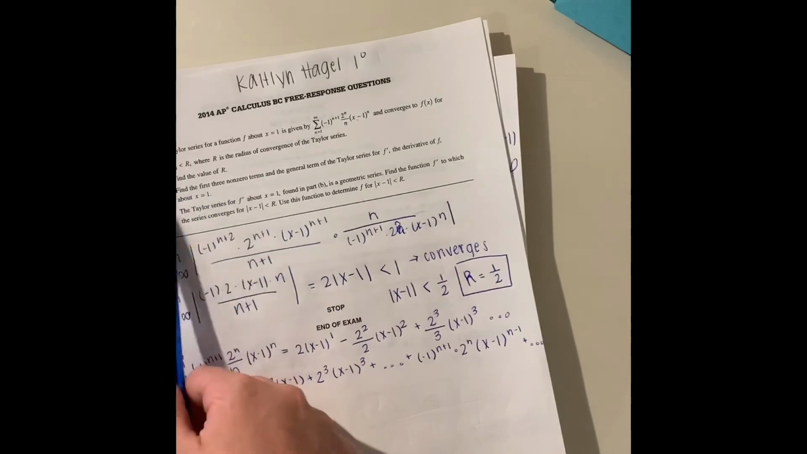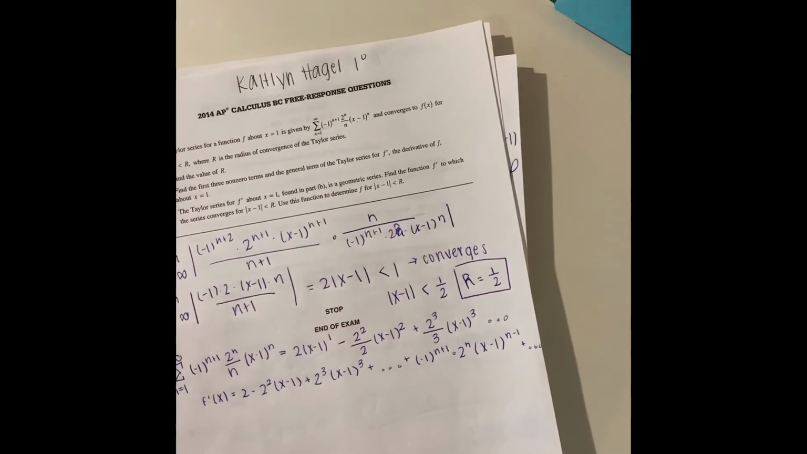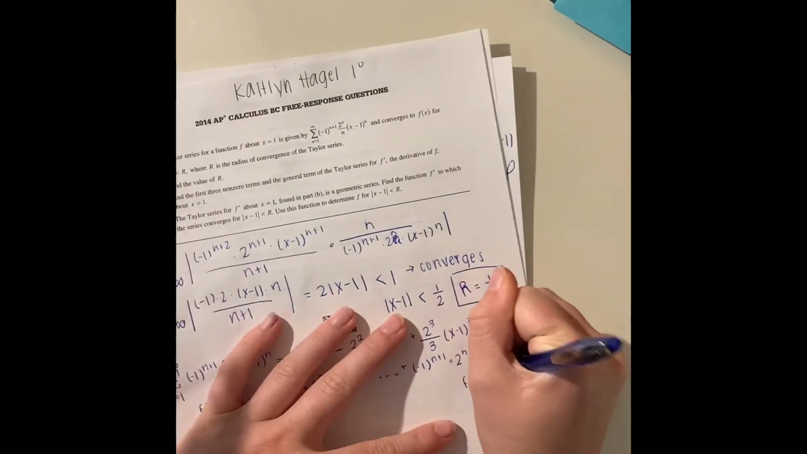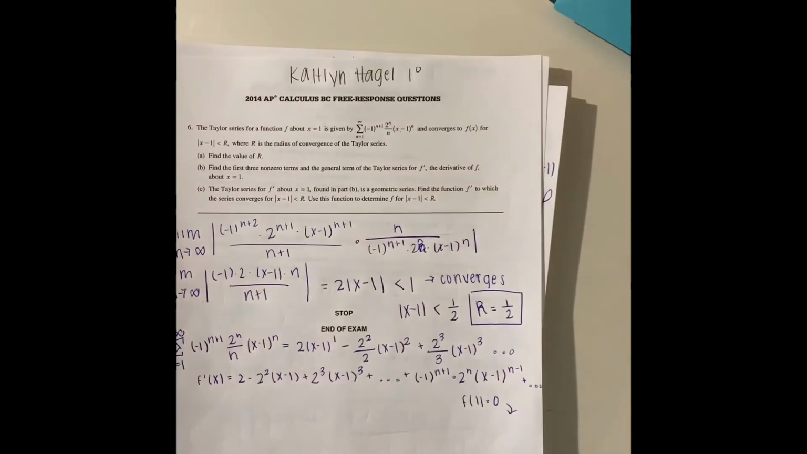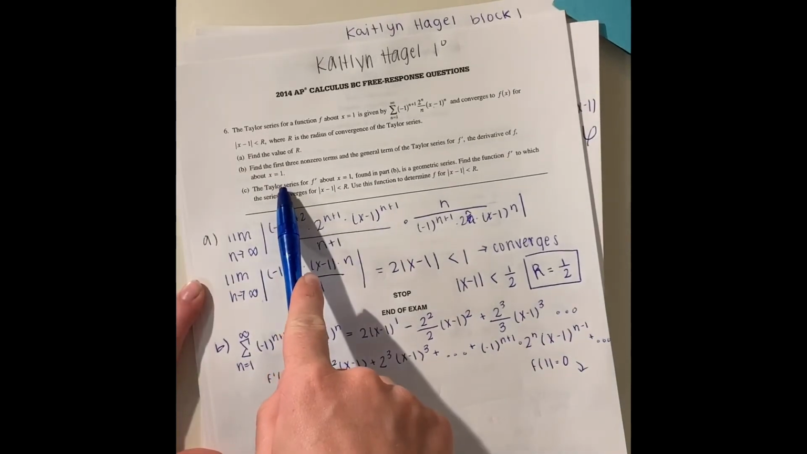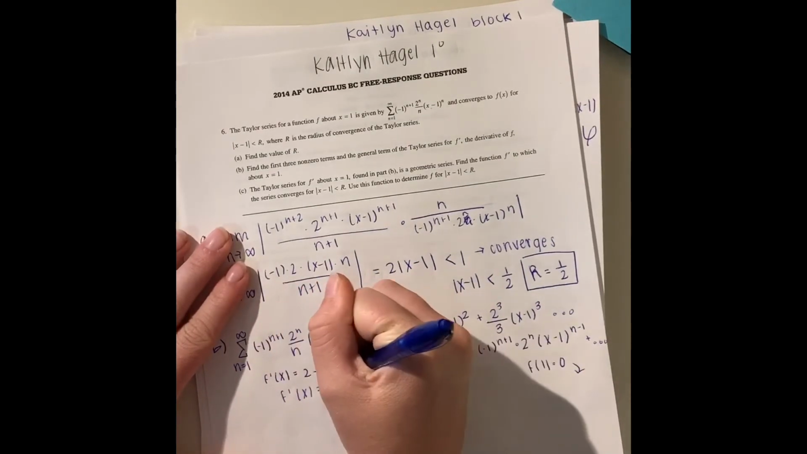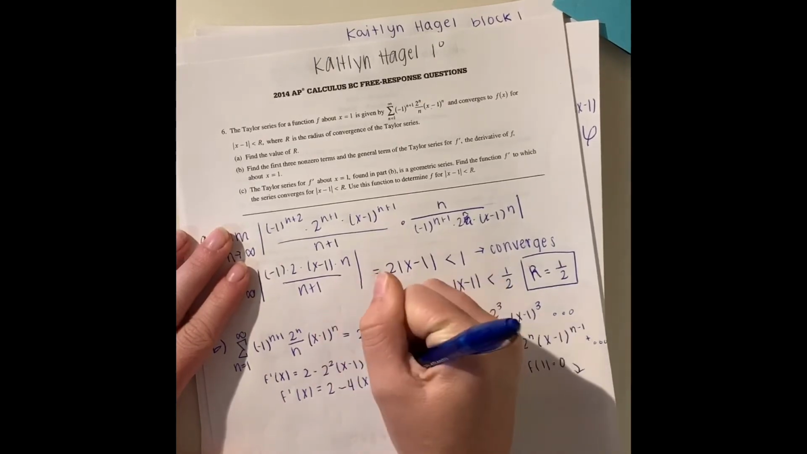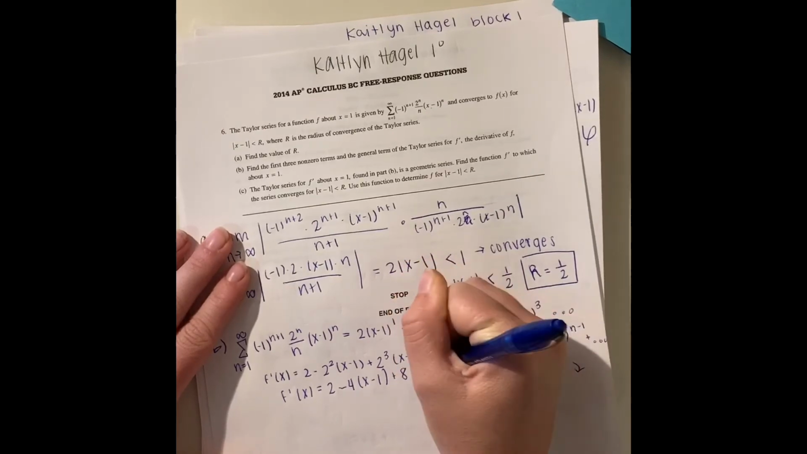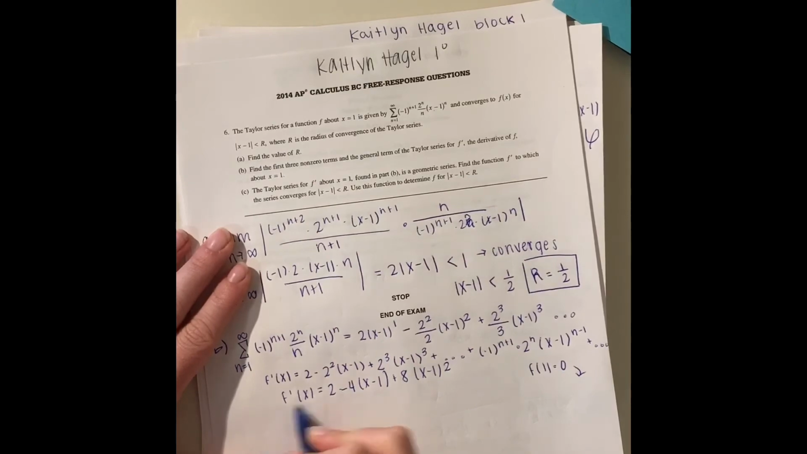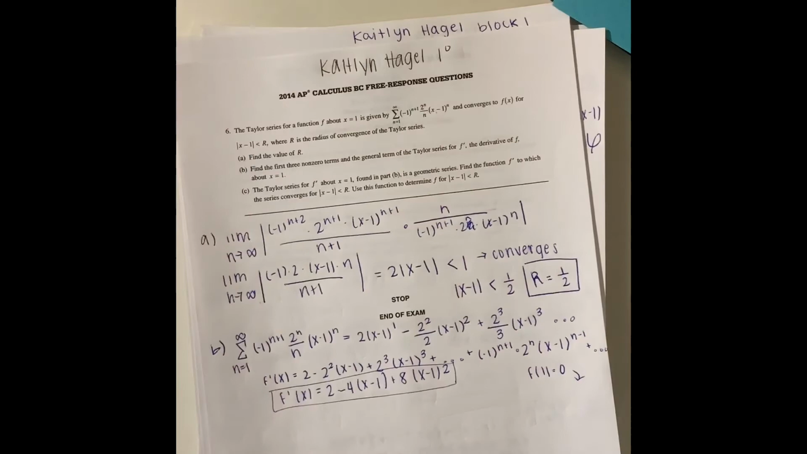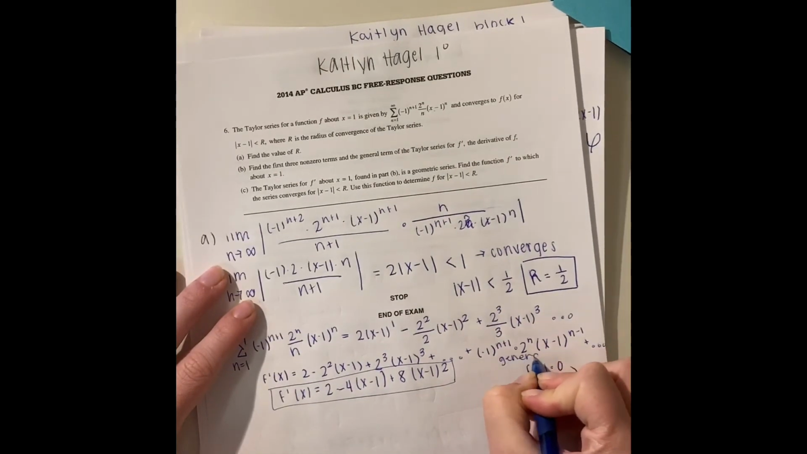So this is the first. Okay, and then it says about x equals 1, so that tells us that we need to know that f of 1 equals 0, and that'll just be used in the next part. Okay, so our answer for B would be this general term, and then we can actually simplify this out, so f prime of x equals 2 minus 4(x minus 1) plus 8(x minus 1) squared. So that would be the first three non-zero terms. And then this is the general term.